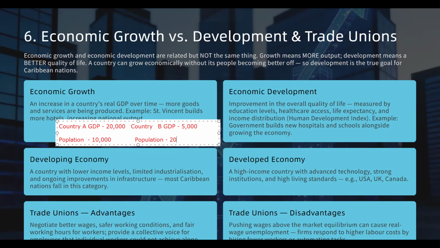So you can't just look at the GDP. You have to look at the GDP per person, or in economics what we call the GDP per capita. Per capita means per person. So country A, although they had a larger GDP, and may have even had larger economic growth, when it comes to quality of life, it's nowhere near country B.